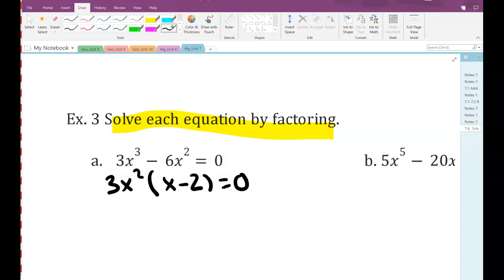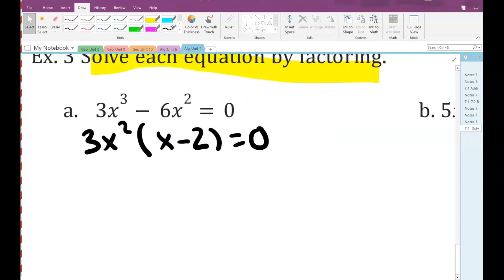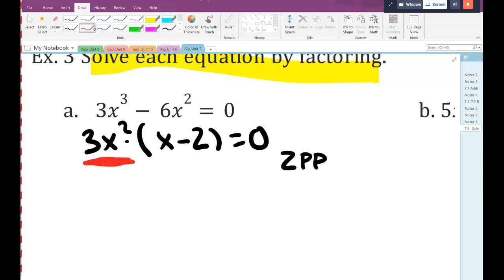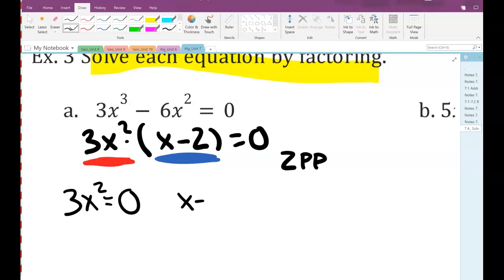All right, from here we use our zero product property and we solve. Remember, zero product property says that if you have 2 things being multiplied together and they equal 0, that means one of them or both of them are equal to 0. So you set your first term equal to 0 and your second term equal to 0 and solve. Hopefully this looks familiar: 3x squared equals 0, and x minus 2 equals 0. And then you solve for both of them.